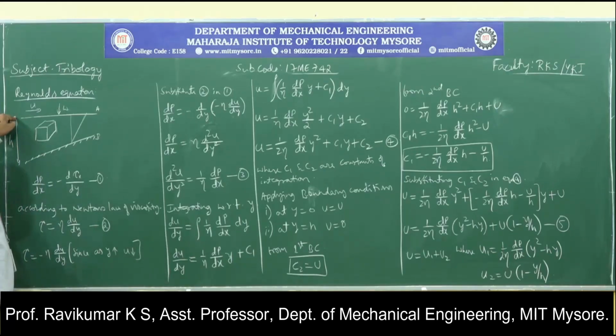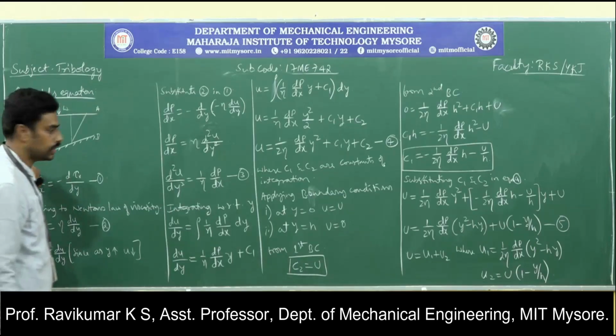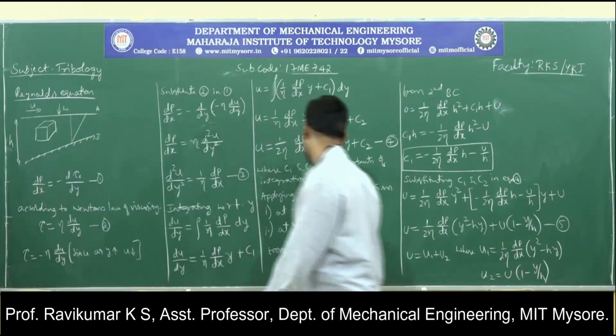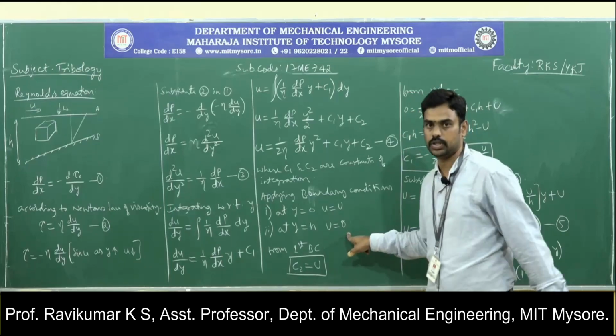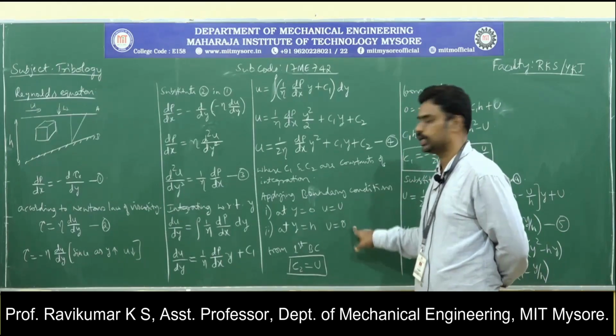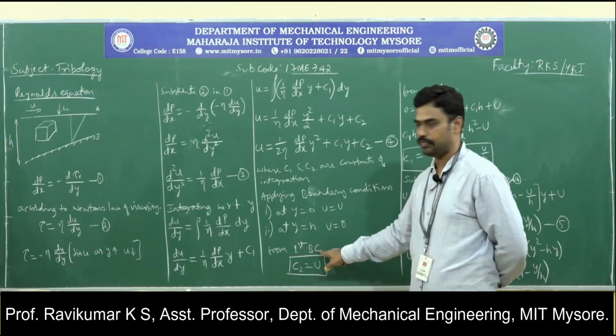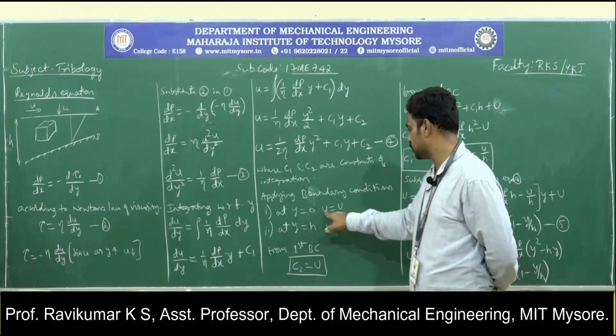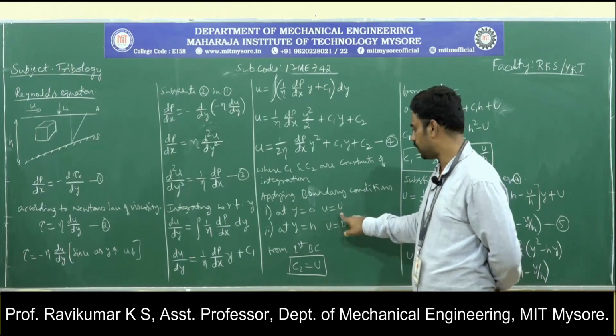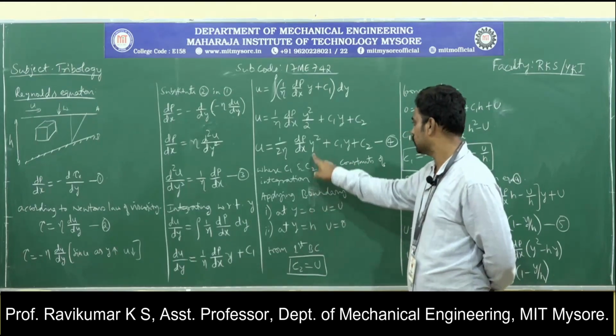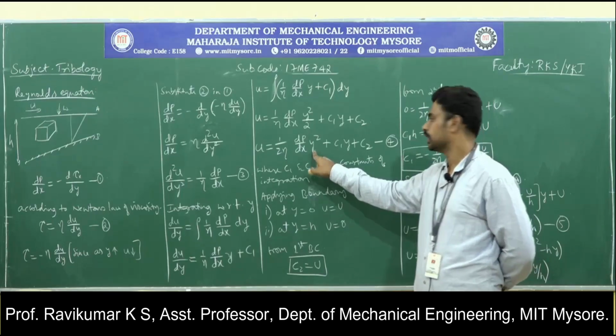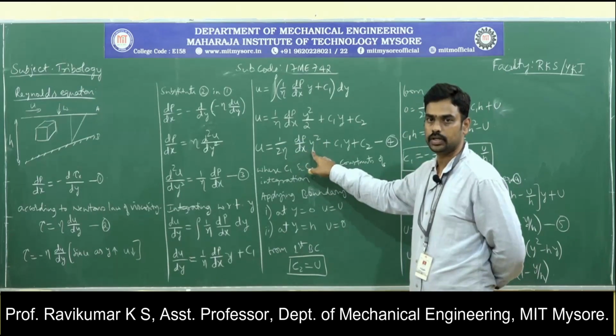At y is equal to 0, velocity is U. At y is equal to h, velocity is 0. If we substitute both boundary conditions, what will happen? Applying the first boundary condition, y is equal to 0, u is equal to U. If I apply y is 0 here, this term will be 0.